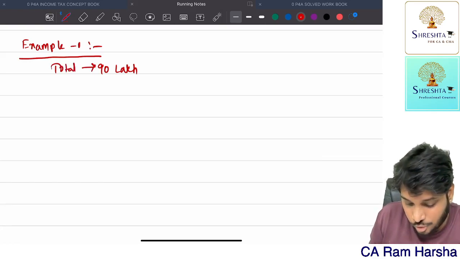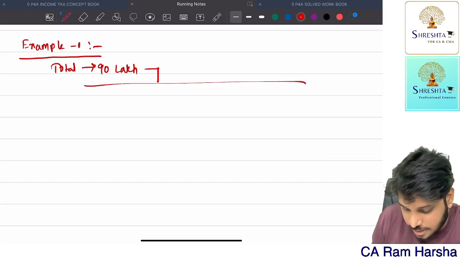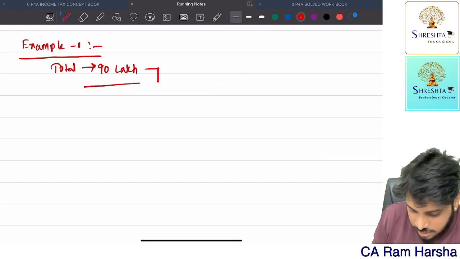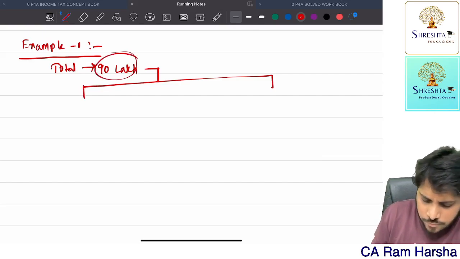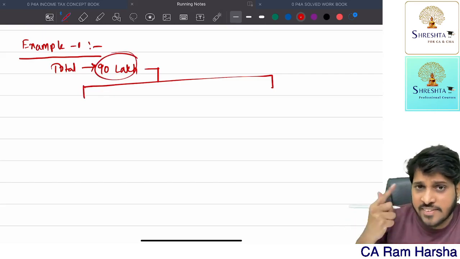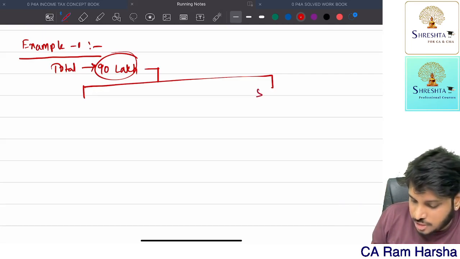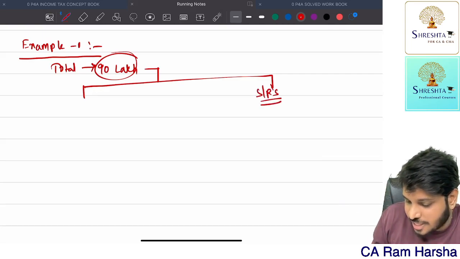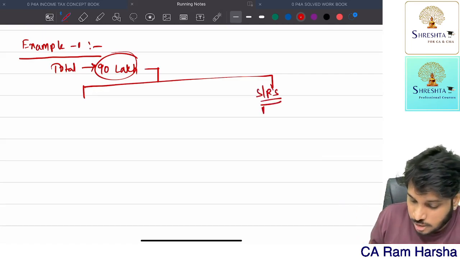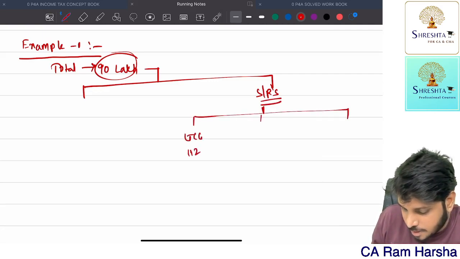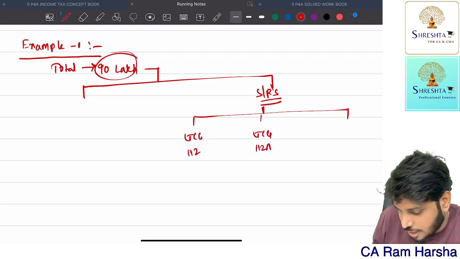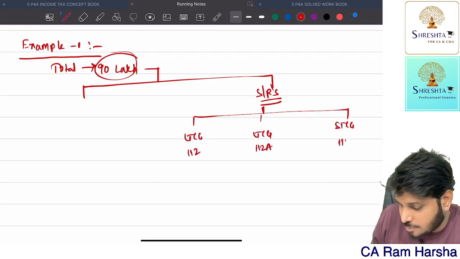So how to compute this basic tax? I will split this total income into two parts. How do I split it? Out of this 90, based on the given information, how much income is taxable at special rates is my question. Now, what are the incomes that are taxable at special rate? Long-term capital gain 112, long-term capital gain 112A, short-term capital gain 111A.